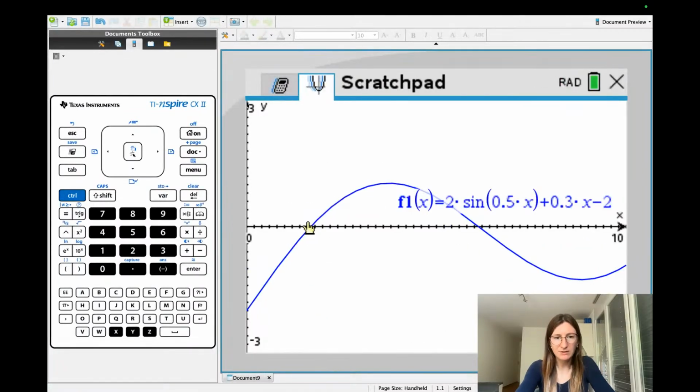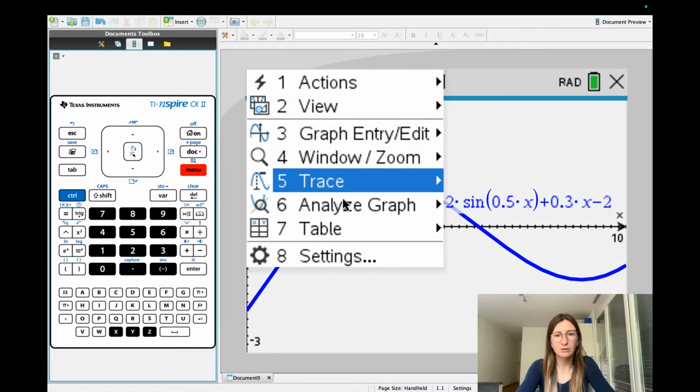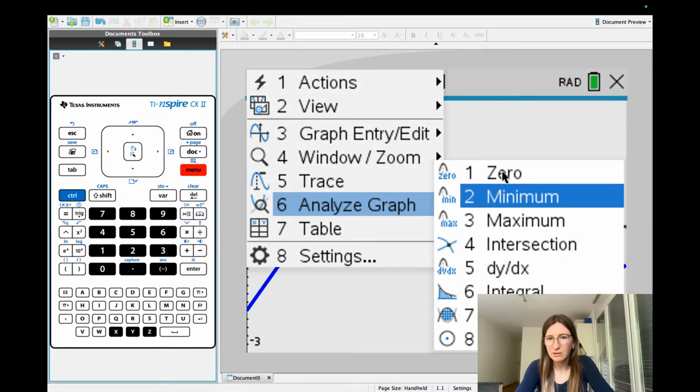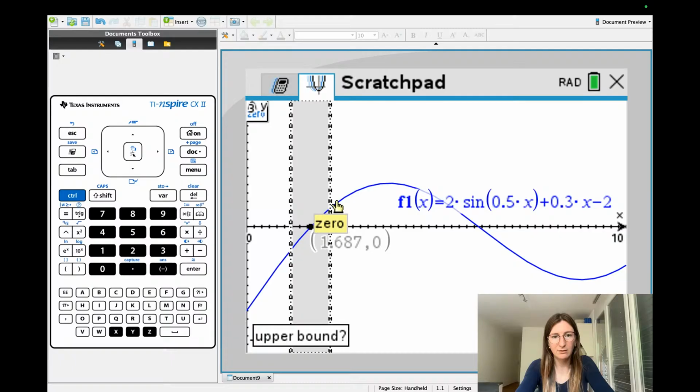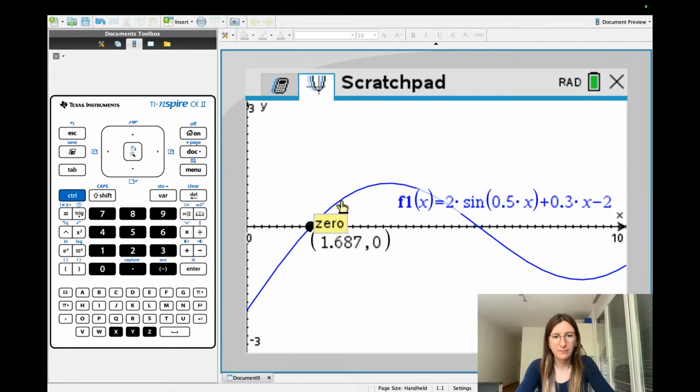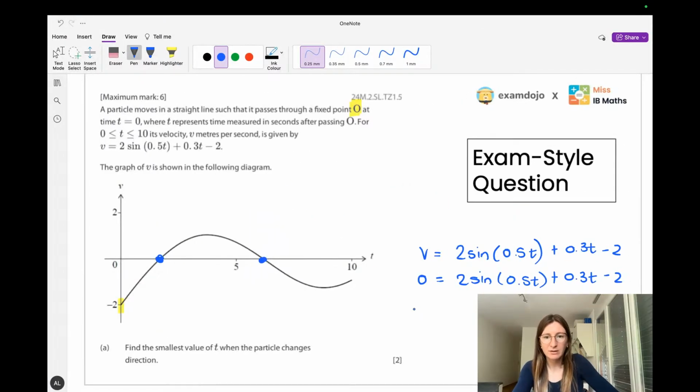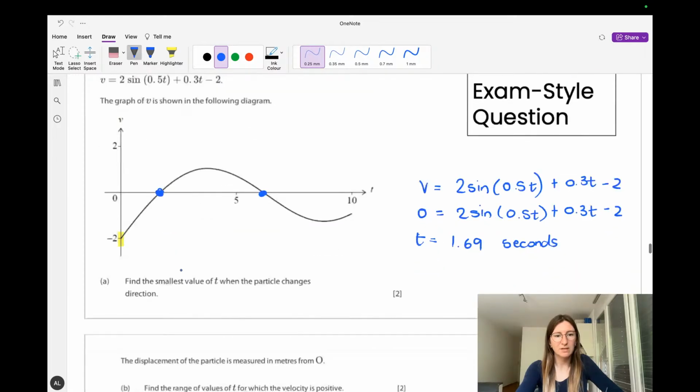Okay, so we wanted to know this value. When was that equal to 0? So we're finding an intercept. And I just need to choose my bound. 1.69. 3 significant figures. So when t equals 1.69, where are we in seconds? That is when I have the smallest value of t.